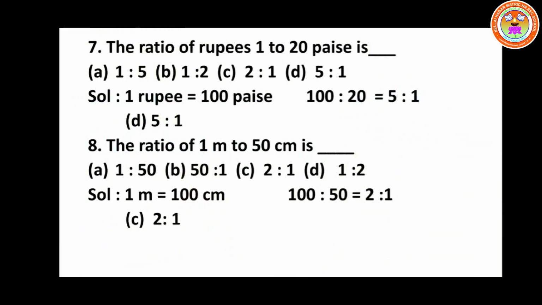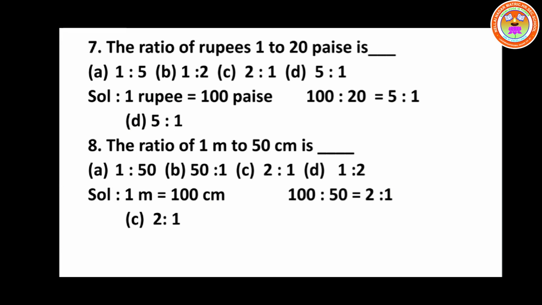Problem number 7. The ratio of rupees 1 to 20 paise is, option A 1 is to 5, option B 1 is to 2, option C 2 is to 1, and option D 5 is to 1. Solution, already I taught you the same method. The ratios in rupees as well as in paise. So let us convert the rupees into paise. So 1 rupee is equal to how many paise? I told you 100. So 100 is to 20.